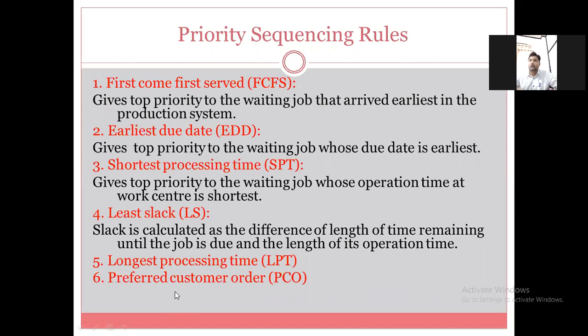So these are the sequencing rules. Any of the rules can be selected according to the situation, and the priorities will be provided to the jobs. Okay, priorities will be provided to the jobs. Is there any question, any doubt, whether you understood what is meant by priority sequencing?